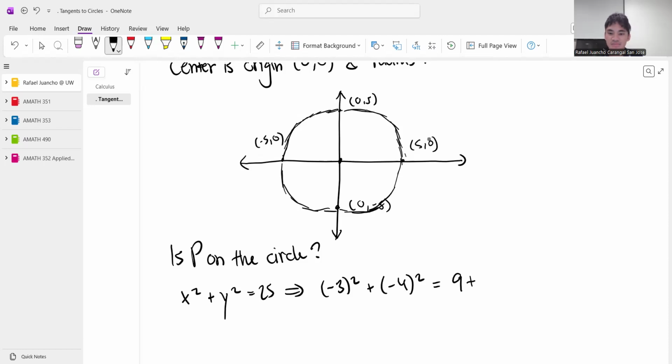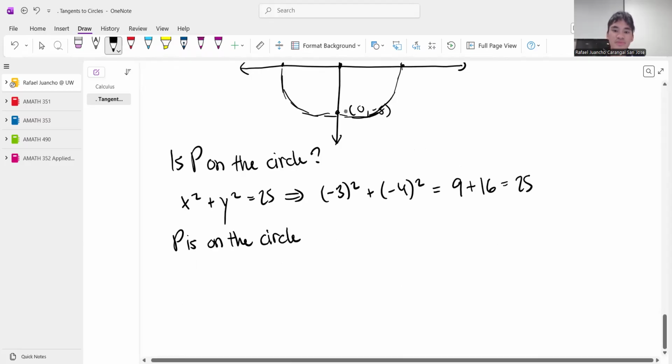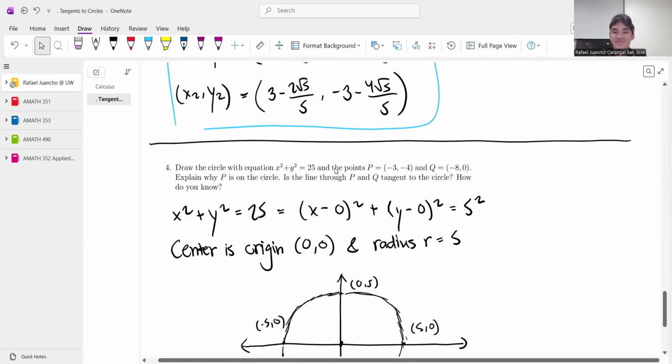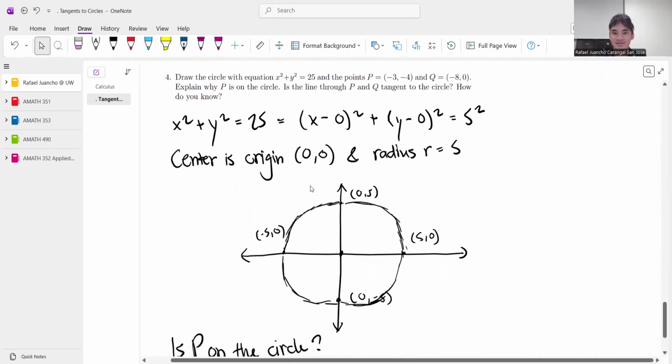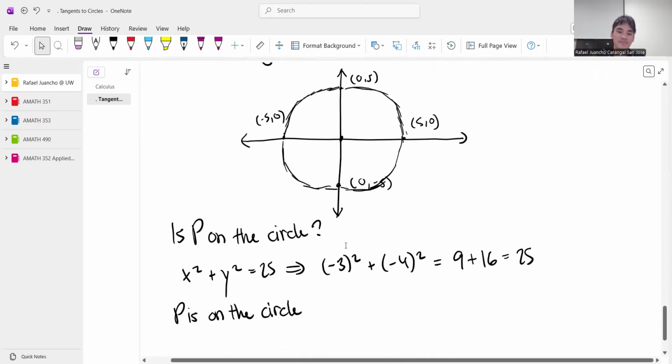This is 9 plus 16. And oh my, it is 25. Yes, it is 25. So we say P is on the circle. Mind blowing, right? Okay, so P is on the circle because we plugged the x and y coordinates of P into the circle equation, and we see that it does satisfy the circle equation. So we know P is on the circle.